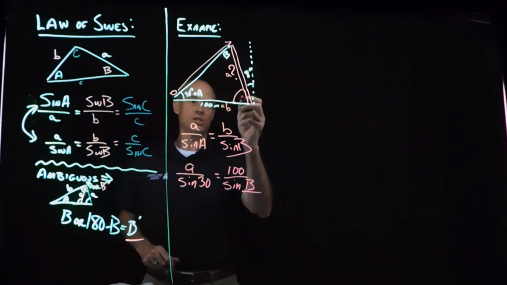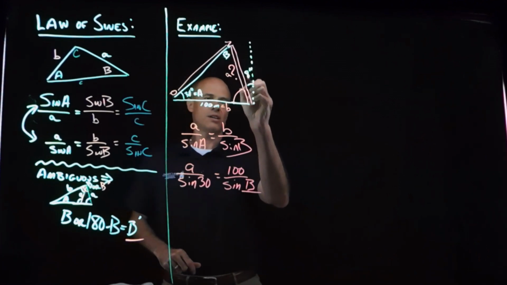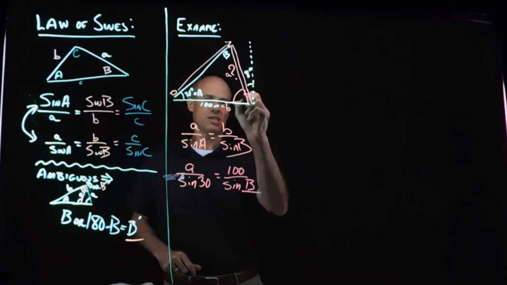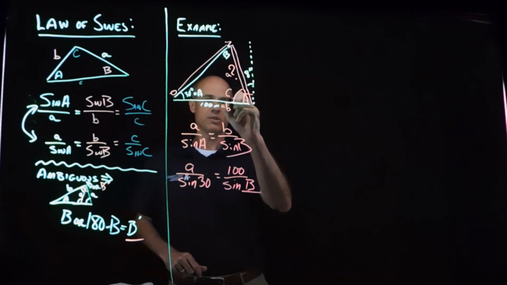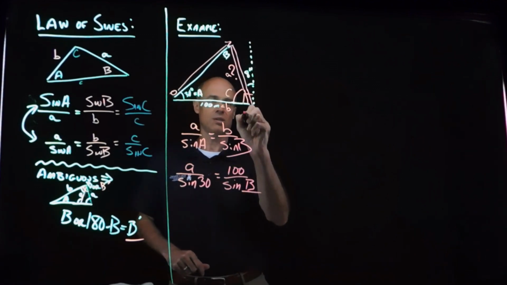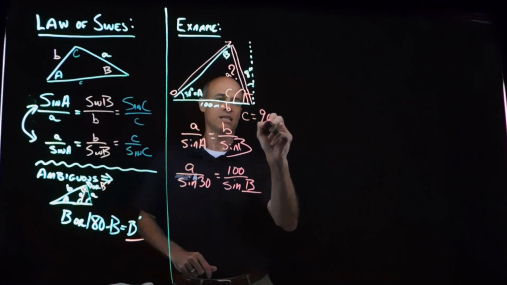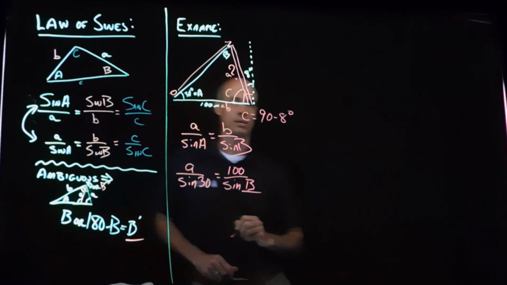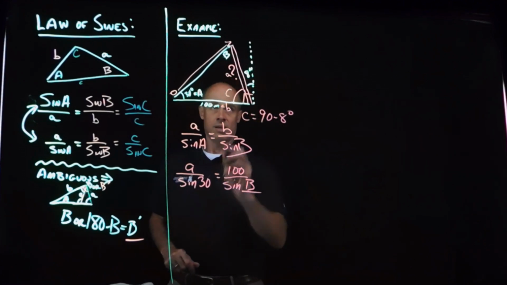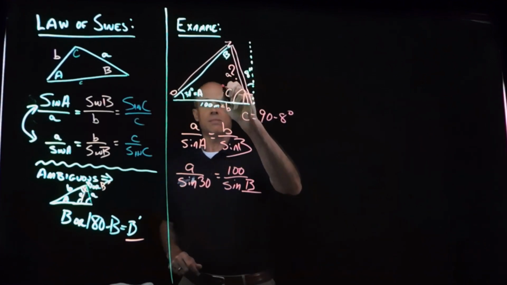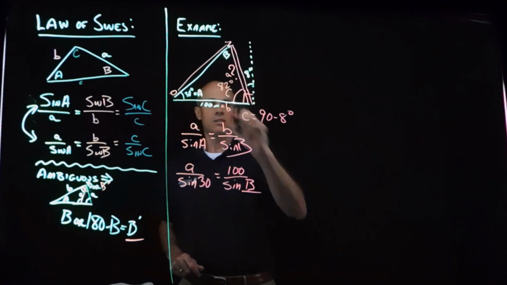So, what we do know is that here, this is 8 degrees, and this is a right angle. So this angle in here, this angle C, is actually going to be equal to 90 minus 8 degrees, because it's that portion of the right angle. So this is going to come out to be 82 degrees.